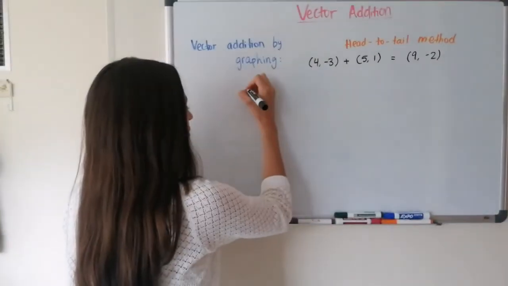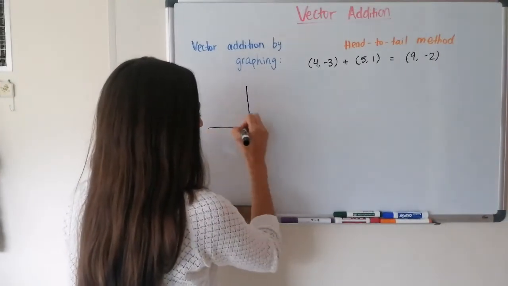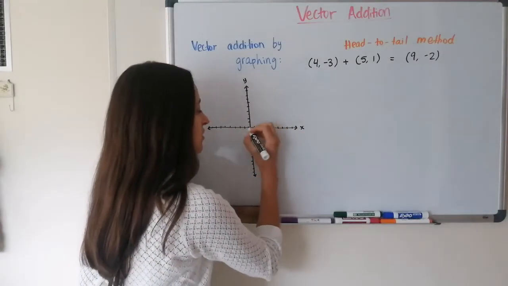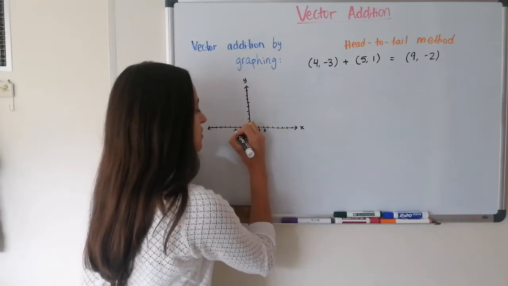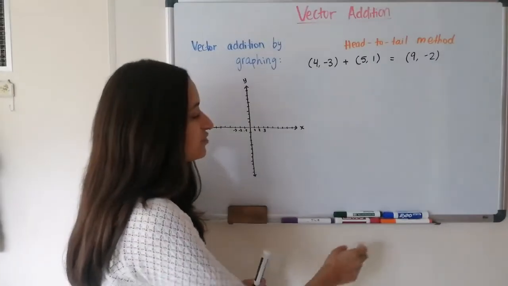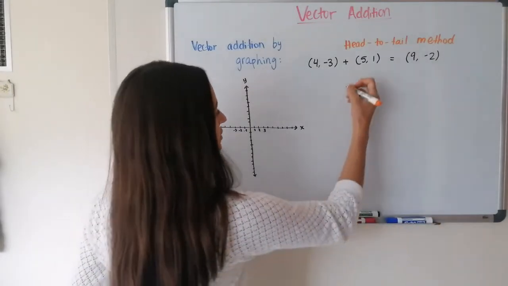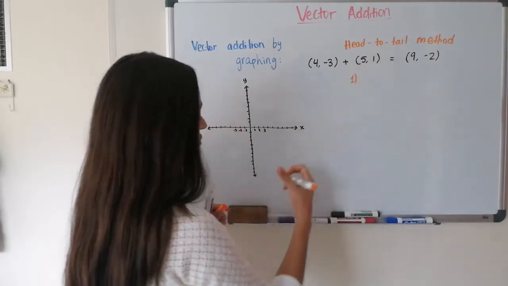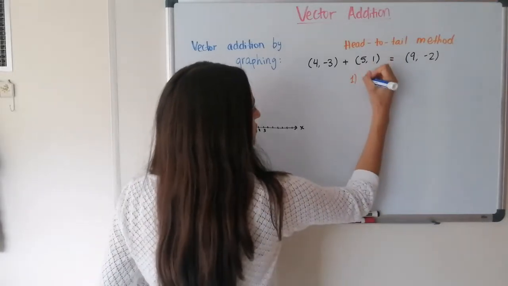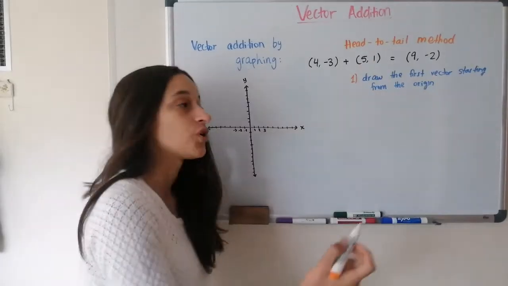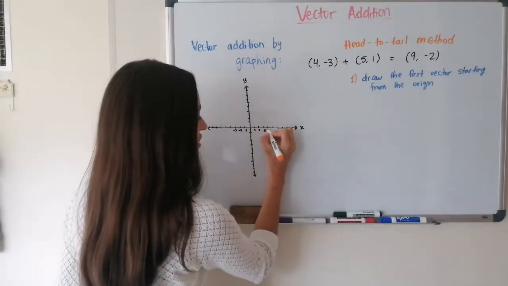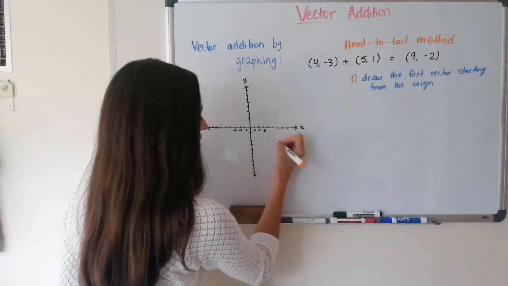So we start by drawing the coordinate plane. Each of these is 1, right? This is 1, 2, 3. This is -1, -2, -3. Every division is 1. Now, the head-to-tail method has several steps. So the first step of the head-to-tail method is to draw the first vector starting from the origin, right? So draw the first vector starting from the origin. So our first vector in this example is 4, -3. So 4 to the right until here, and -3, 1, 2, 3 would be kind of until here.